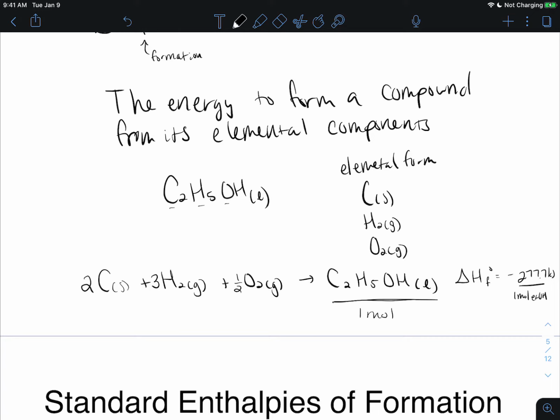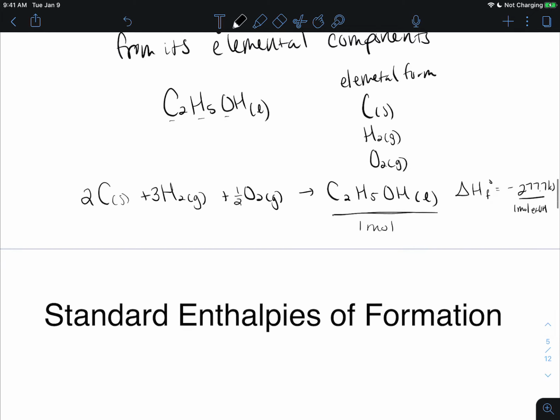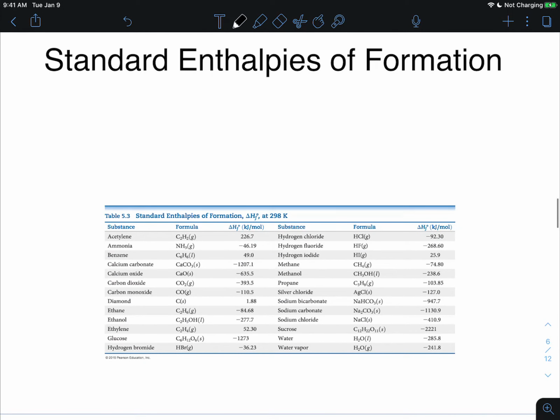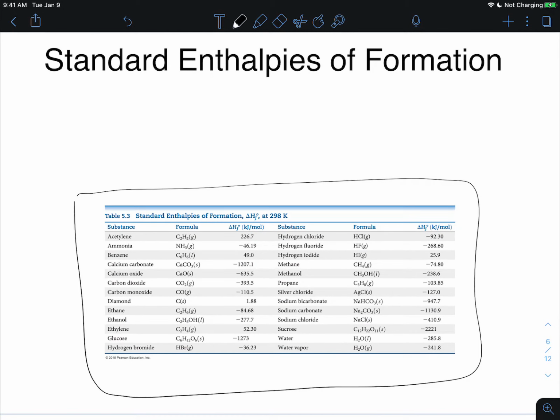Okay, pretty simple. We can use these standard enthalpies of formation, what I've just written here, in order to solve for Hess's law problems. So that's why they're really important. But they're going to come in a table that looks something like this. This is probably the table that I'll provide for you guys on D2L. But these compounds, every single one of them will have an energy that's required to go from the elemental form into the compound form. Okay?